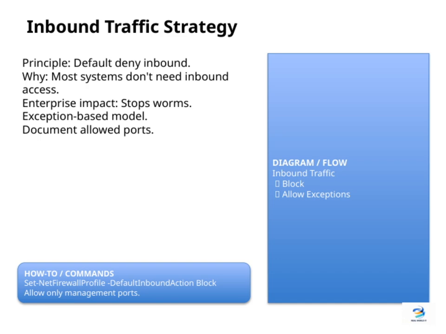But beyond just blocking, we need to document which ports are allowed for specific purposes, creating an exception-based model. This helps us keep track of what's open and why, ensuring clarity and security. Overall, this strategy helps prevent worms and other malicious attacks from entering our systems, reinforcing the idea that a well-defined inbound traffic policy is a cornerstone of network security.